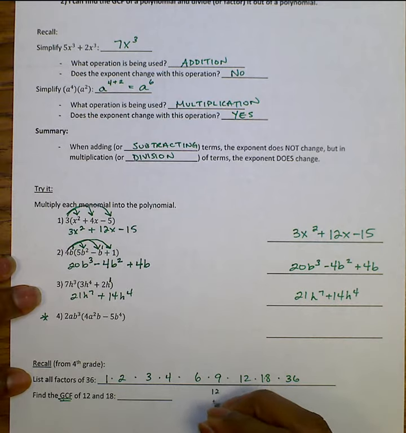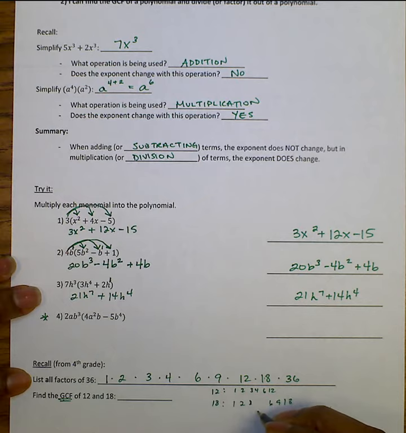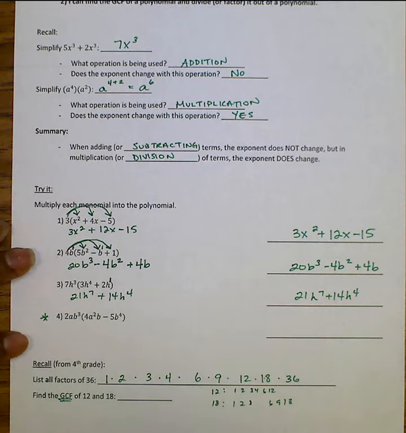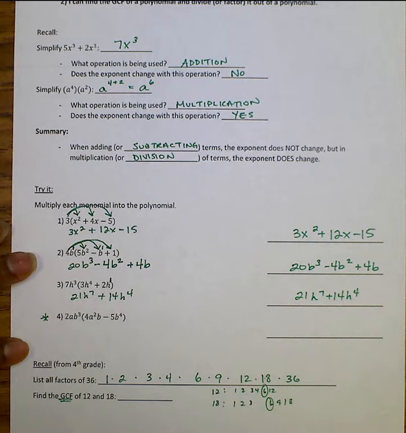We could break this down and look at it the long way, I guess, and say, okay, what are the factors of 12? 1 and 12, 2 and 6, 3 and 4. What are the factors of 18? 1 and 18, 2 and 9, 3 and 6. I think that's it. 4, 5, yep. So then we say, what's the greatest common factor? What's the biggest number that they both have? Well, the greatest common factor in this case was 6.